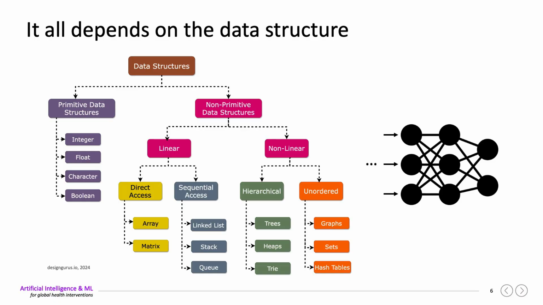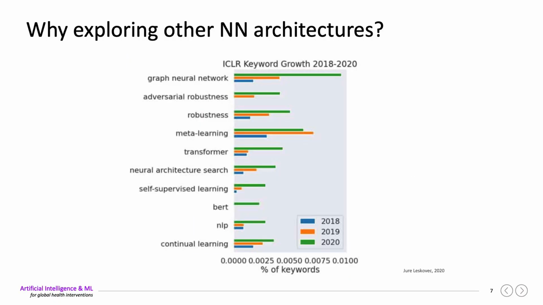So why is the field investing so heavily in these other architectures right now? The answer comes with data, a chart of ICLR keyword growth from 2018 to 2020, from Jure Leskovec. The bars show the percentage of conference keywords for topics like graph neural network, adversarial robustness, meta-learning, transformer, neural architecture search, self-supervised learning, BERT, NLP, and continual learning, colored by year. Notice that graph neural network sits right at the top, with striking growth from 2018 through 2020. The takeaway is that GNNs are not a niche curiosity. They became one of the fastest growing research areas in machine learning, which is a strong signal that they solve real problems.